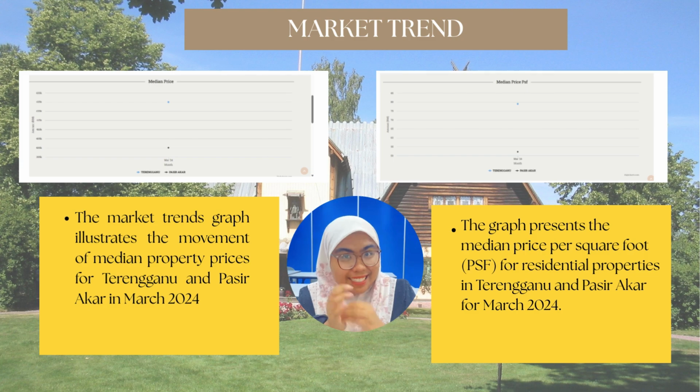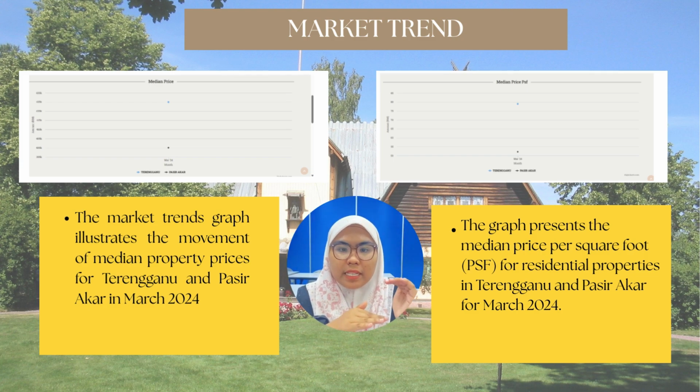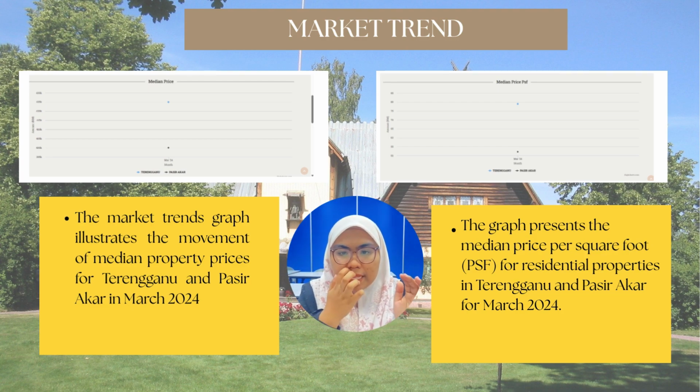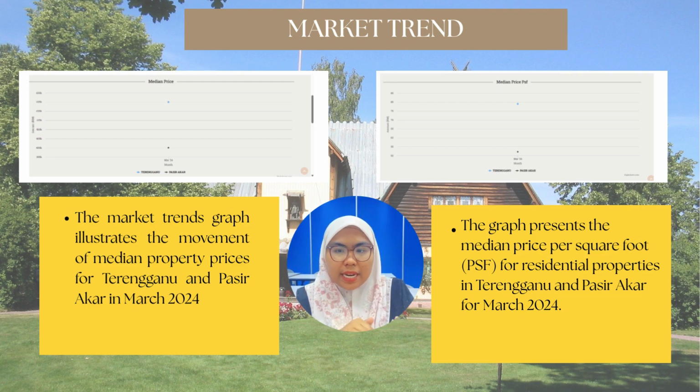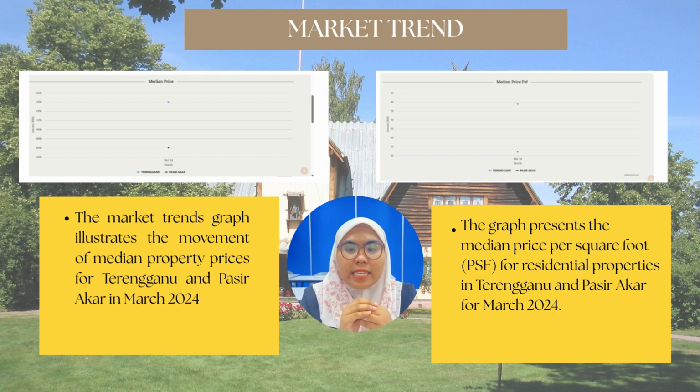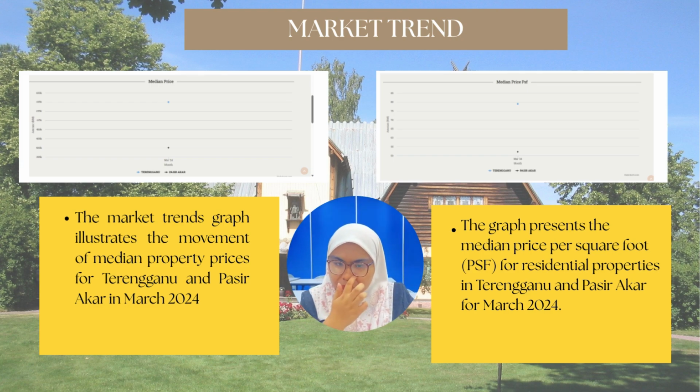the overall market directions. From the graph, it is evident that Terengganu records a higher median price at approximately 470k, while Pasir Aka shows a lower median price around 400k. This difference indicates that the property market in Terengganu is stronger and more established compared to Pasir Aka.